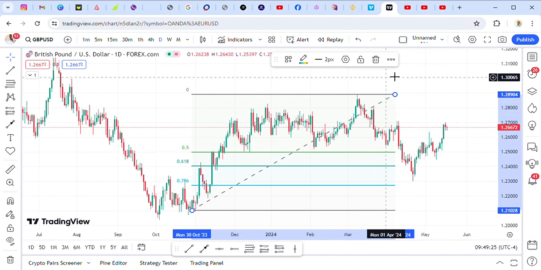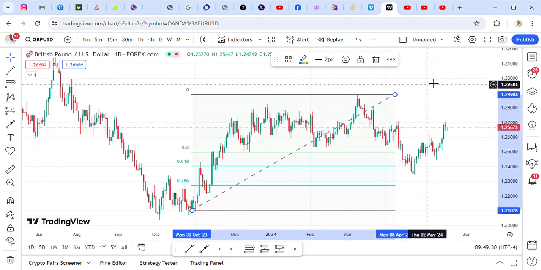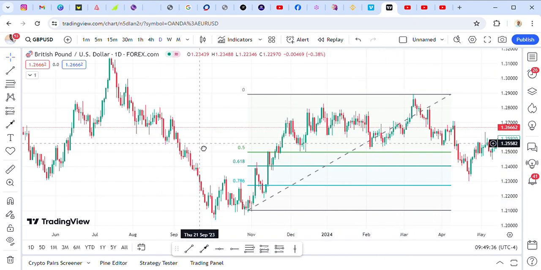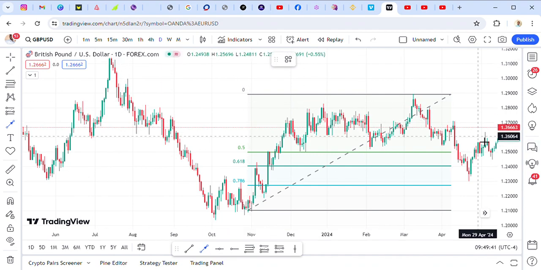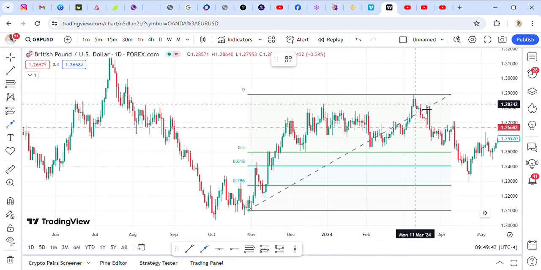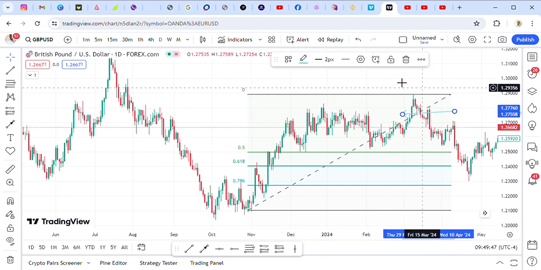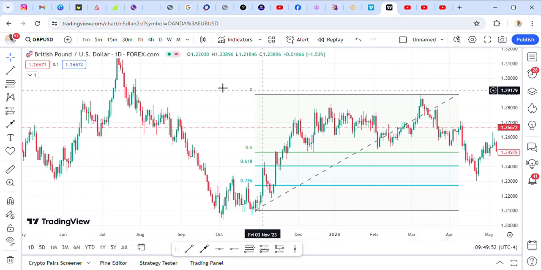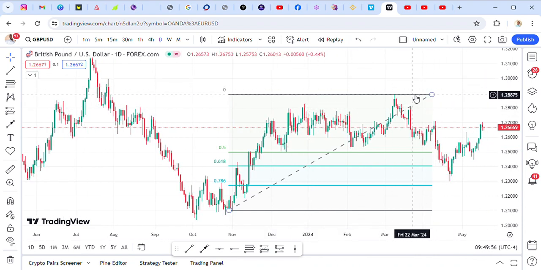So it's going up to the upside to raid this first, and then this level here, price will probably break it, but the first profit target for me is here, and then the next profit target will be here. So that's it for GBP USD.